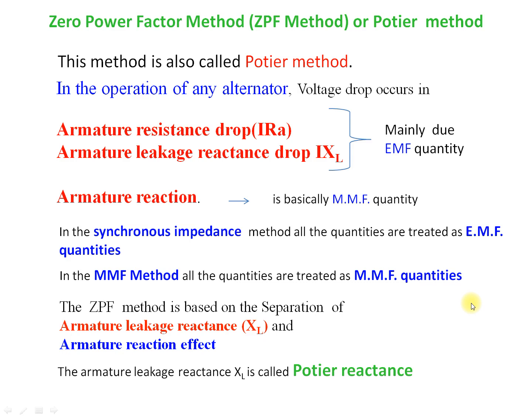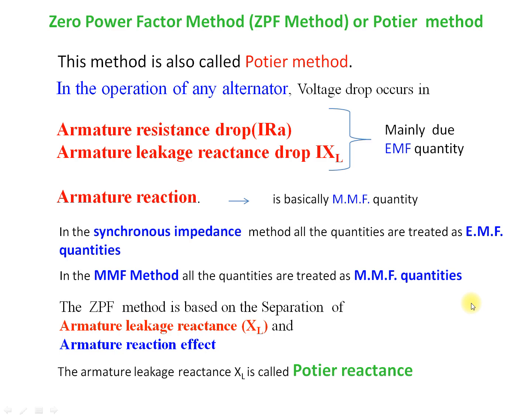Since we know from the previous video that the armature resistance drop and the armature leakage reactance drop are the main cause of voltage drop in an alternator, these two, the armature resistance drop and the armature leakage reactance drop, are EMF quantities.